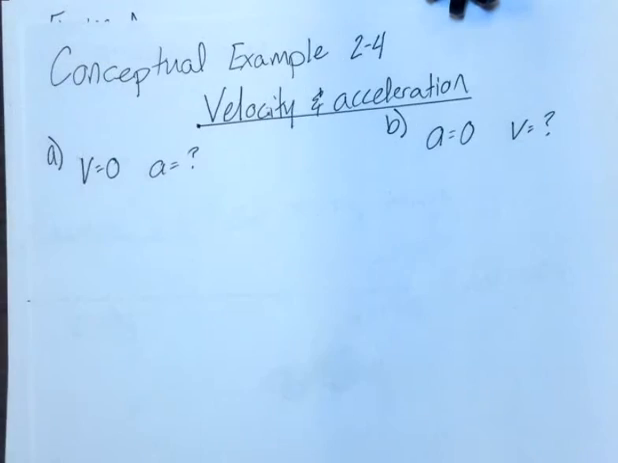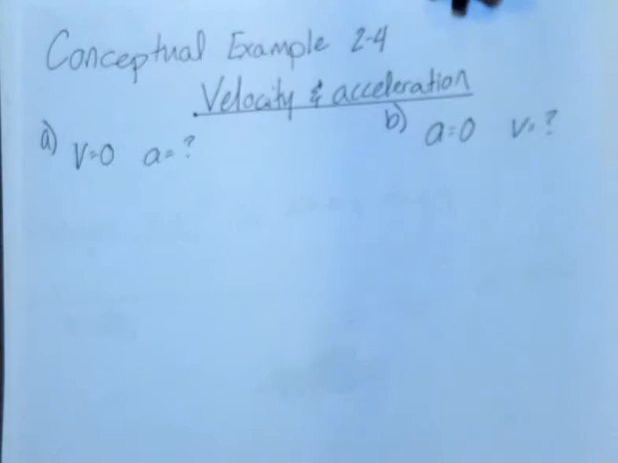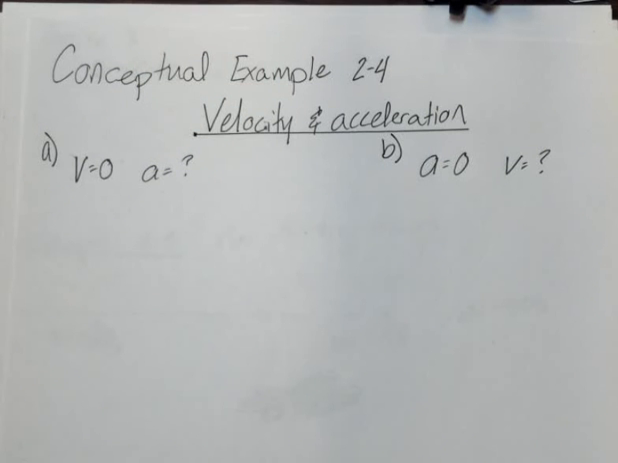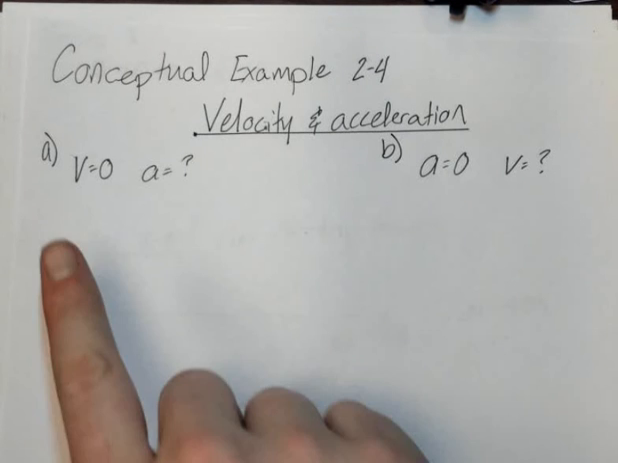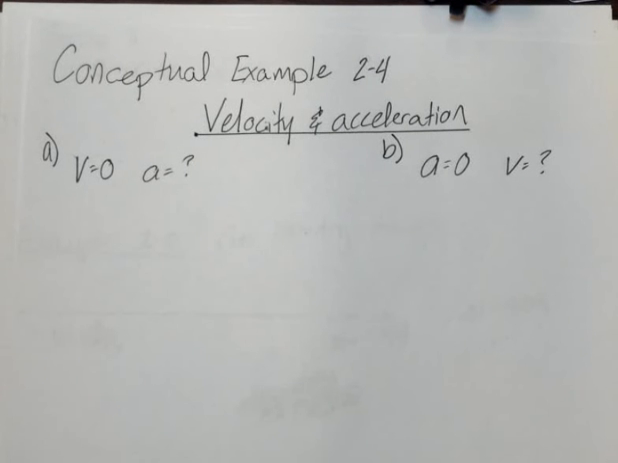So we're going to be taking a look at conceptual example 2-4. And I actually really like this conceptual example because it asks you to consider two different scenarios. The first one says, if the velocity of an object is 0, does it mean that the acceleration is 0? So if velocity is 0, is acceleration always 0? And there's a couple of situations that I would like you to consider.